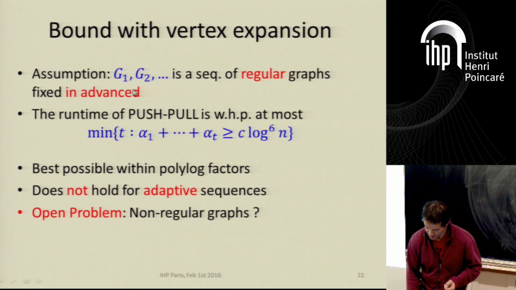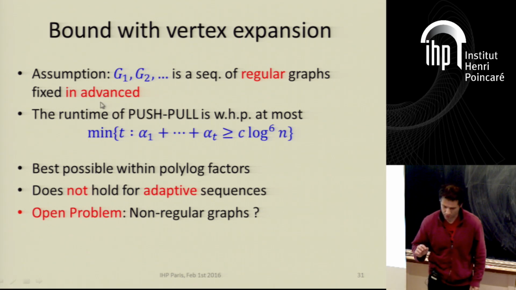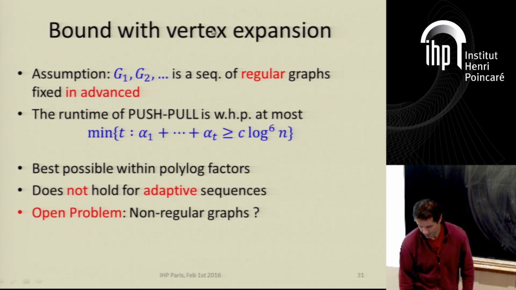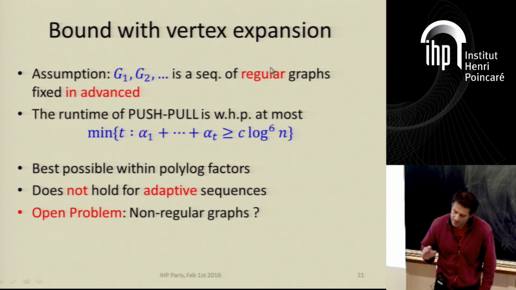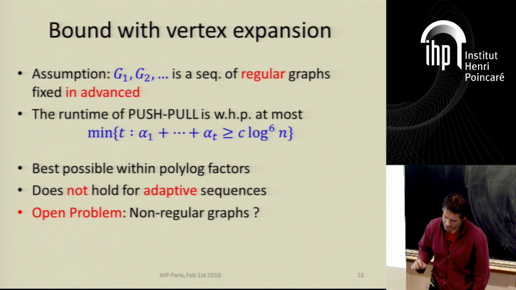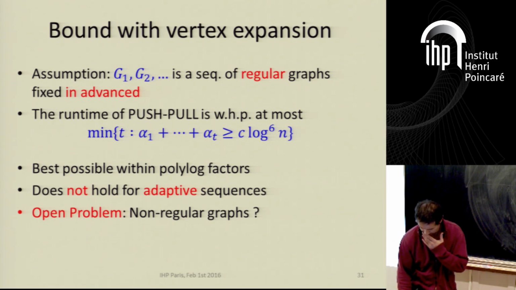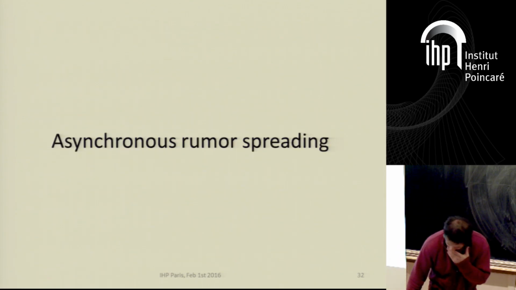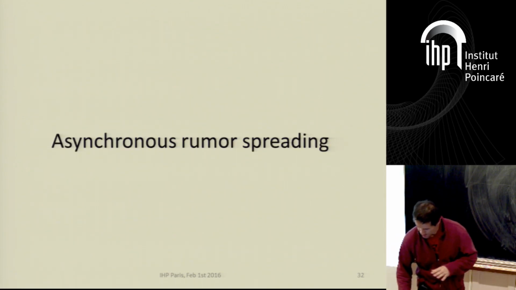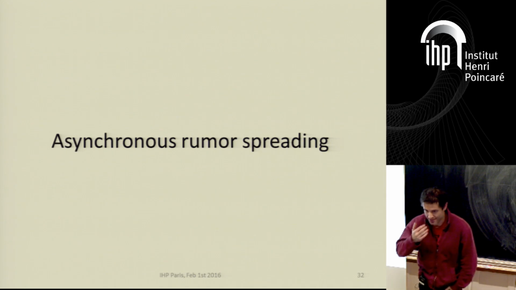About these two assumptions here, the second one is necessary, so it cannot be dropped completely. About the first one, the regularity of the graphs, I suspect that it's not needed, but we do need it for the proof that we have. Okay. Last part, I will now talk about asynchronous rumor spreading.